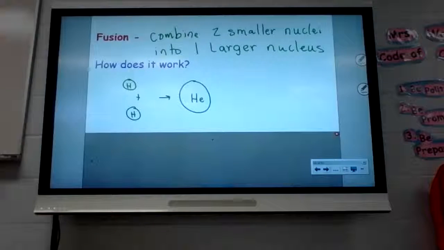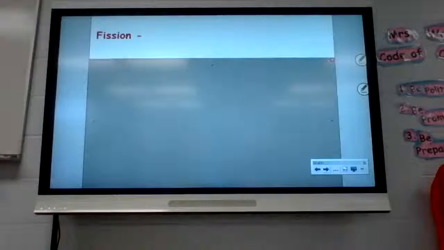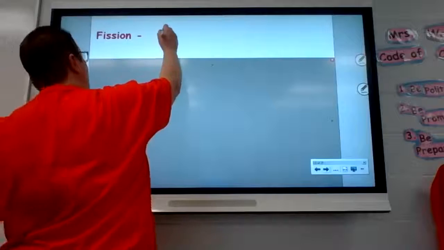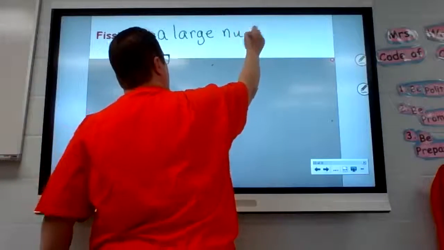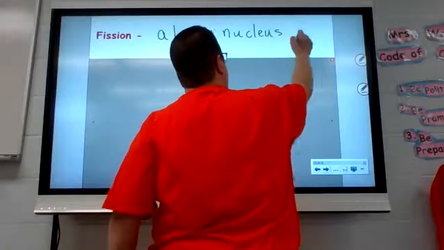All right, so fission is the opposite. So what's the opposite of fusion? What's the opposite of putting it together and combining it? Okay, so fission is when a large nucleus splits.